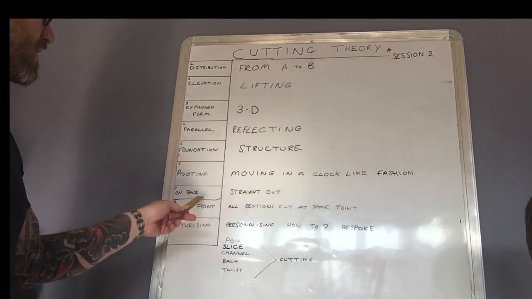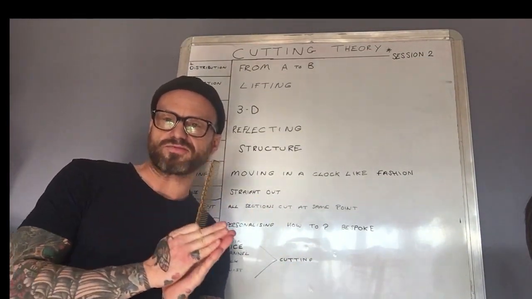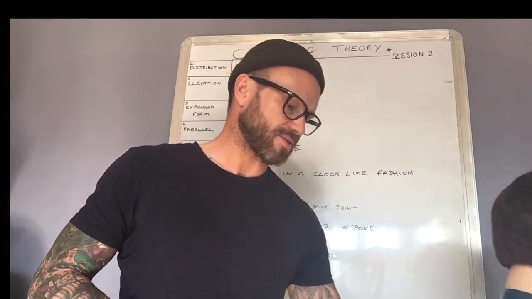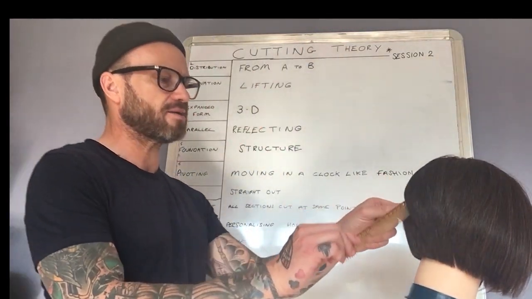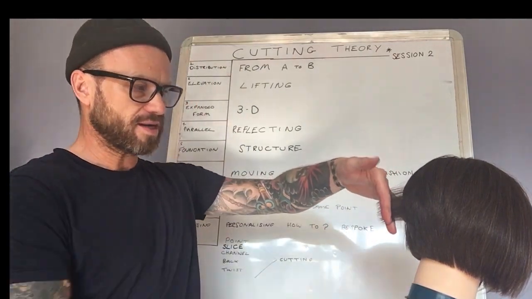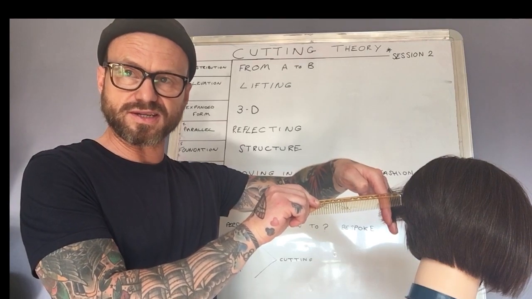Then we go on to on the base, which is good from pivoting, because when you're on the base, that means there's no movement in any direction. So typically what we talked about in the previous video was perpendicular. If I comb the hair out straight, it's on the base, it's reflecting, it's parallel to the parting.